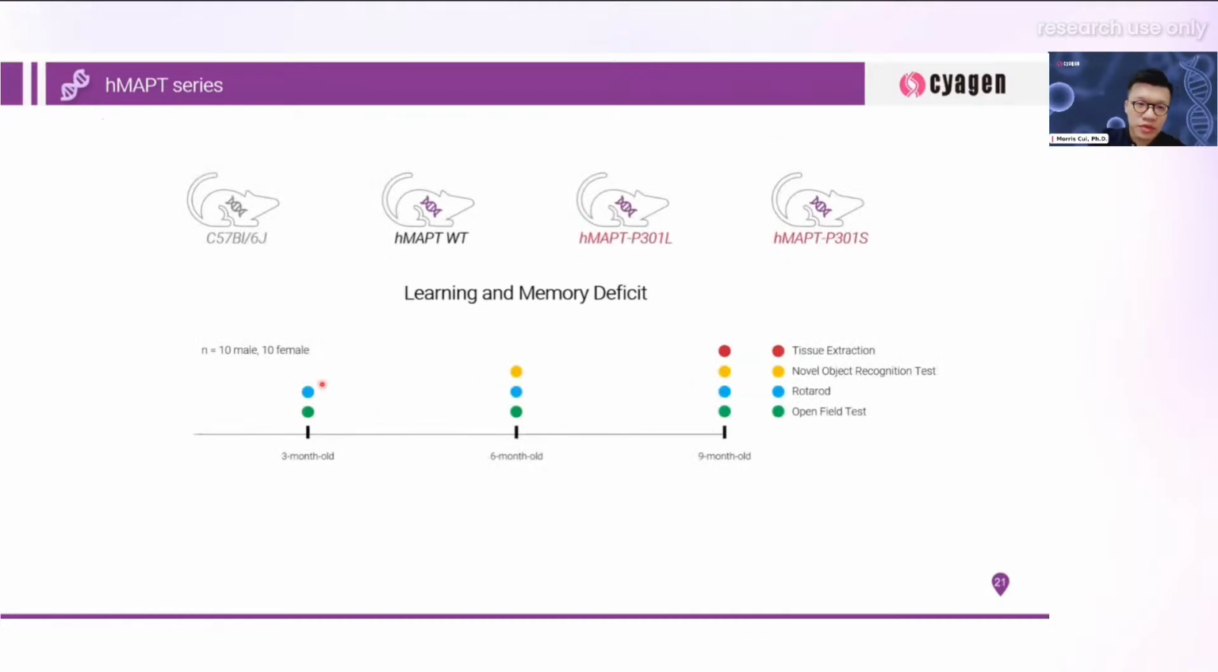We designed our validation experiments like this. We acquired female and male mice, 10 each, for these experiments. And we validated their behavior alterations at the 3-month-old, 6-month-old, and 9-month-old time points. As shown here, at 3 months old, we started validating their motor functions and also their anxiety levels and basic behavior levels using the open field test.